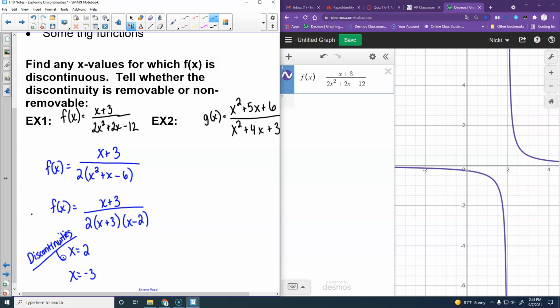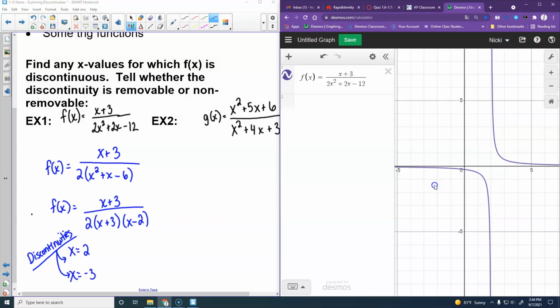So we know we have discontinuities at both of these places. The question is, are they removable or non-removable? Well, I can see right here at 2, I have a vertical asymptote. That's a non-removable discontinuity. But at negative 3, let me zoom out a little bit so negative 3 is showing up right here. It looks like a solid line. But if I can get it to go exactly to negative 3, which I don't know if I can.